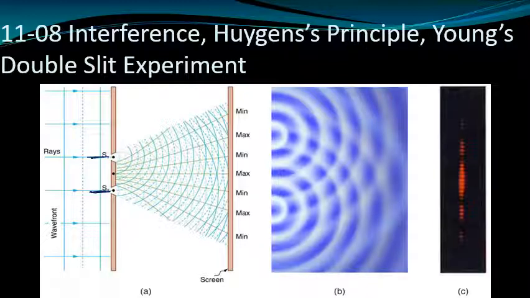Where they meet, where a crest meets a crest, like right there, we get a maximum. Where a crest meets a trough, like right there, you get a minimum. And you get this pattern on the wall, like over here in section C.